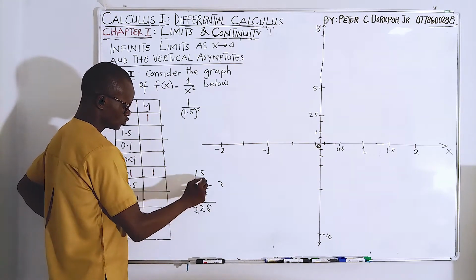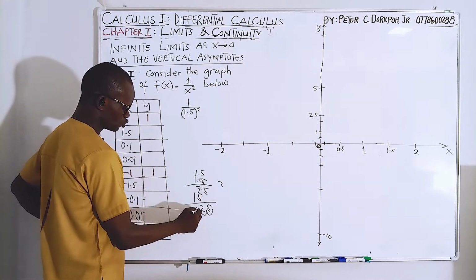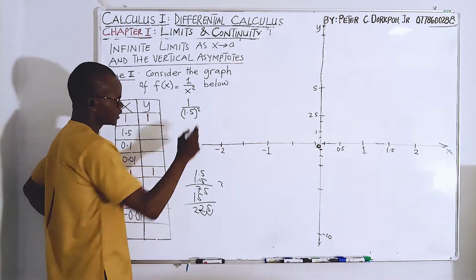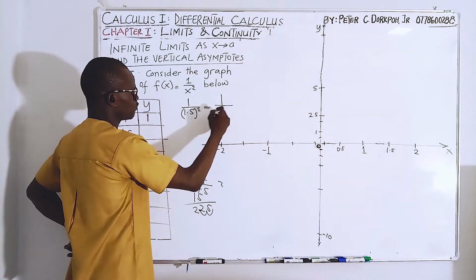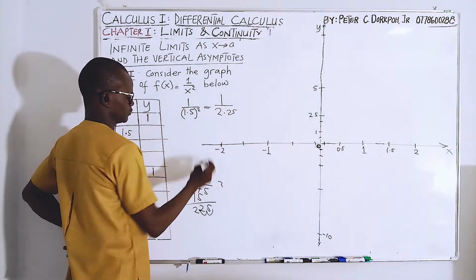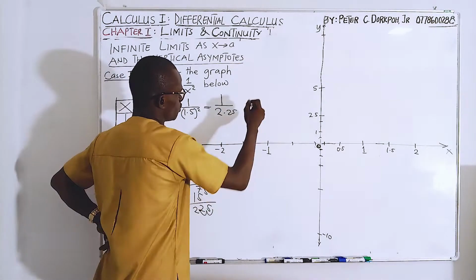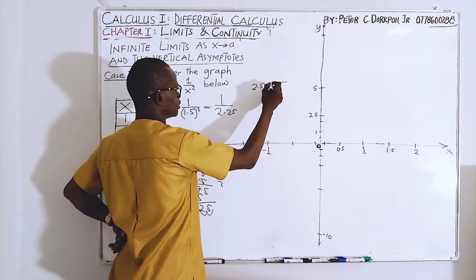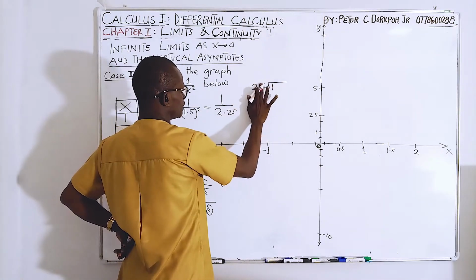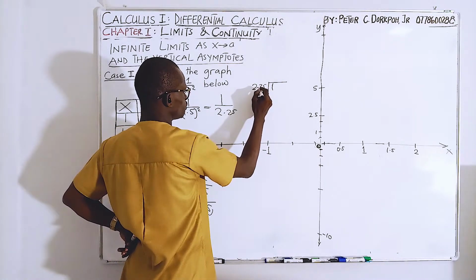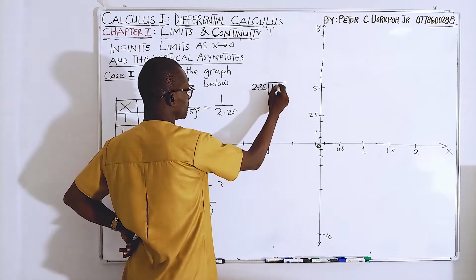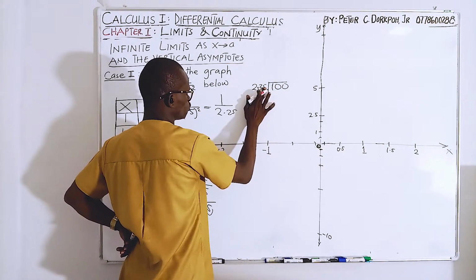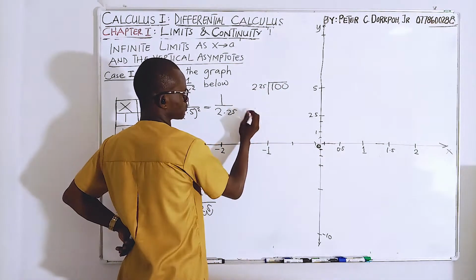This is 2. So it's 1, 2, 2 places. So this now will be 1 over 2.25. If we divide it, we're going to have 1 divided by 2.25. So what we do is we move the decimal 2 places, 1, 2, and we add 2 zeros to the 1. So it's now 225.